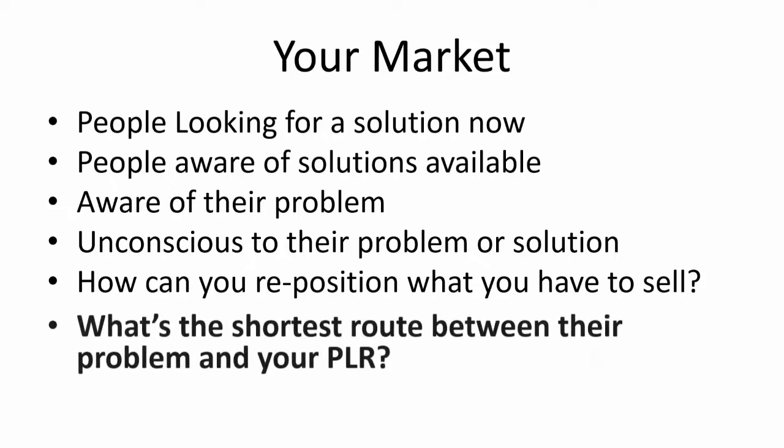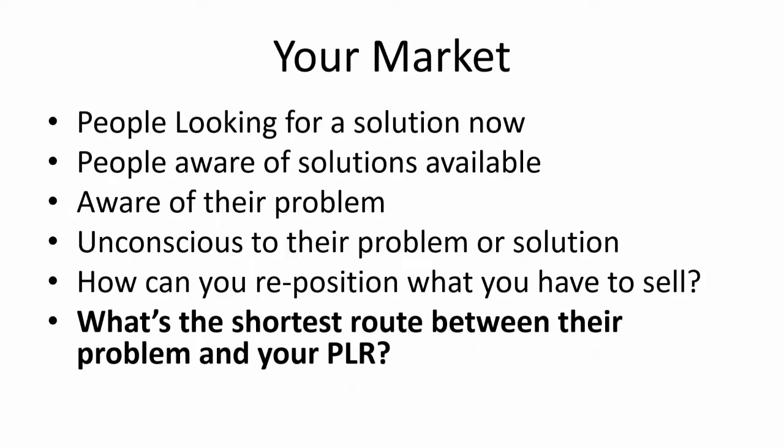So what you've got to figure out is what the shortest route is between their problem and your PLR. Whatever that gap is, you can actually adapt the PLR by adding something to it to give it the value that makes someone who's looking for a solution now want it. Someone who is aware there are solutions available, that they want it too. Someone who is aware they have a problem, to make them want it. So you want to think about it in these 4 sectors, and then you want to figure out the shortest route between their actual problem and what your PLR is.